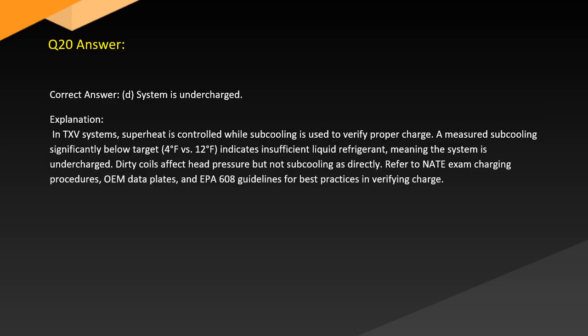Answer. Correct answer: D. System is undercharged. Explanation. In TXV systems, superheat is controlled while subcooling is used to verify proper charge. A measured subcooling significantly below target, 4 degrees versus 12 degrees, indicates insufficient liquid refrigerant, meaning the system is undercharged. Dirty coils affect head pressure but not subcooling as directly. Refer to NATE exam charging procedures, OEM data plates, and EPA 608 guidelines for best practices in verifying charge.